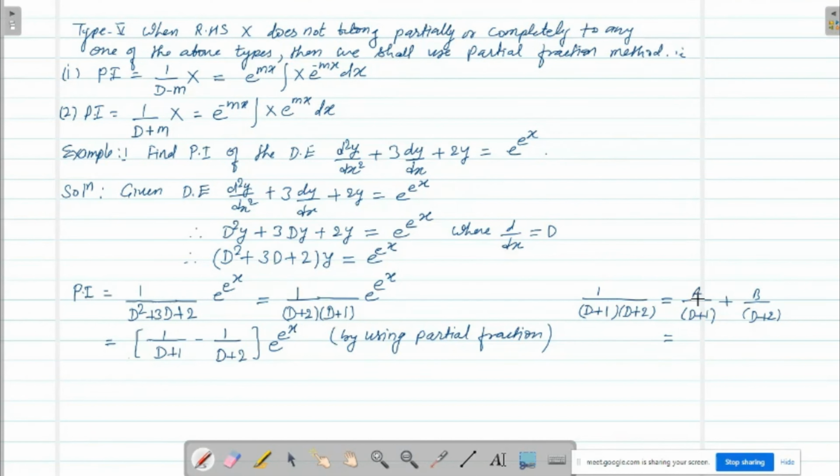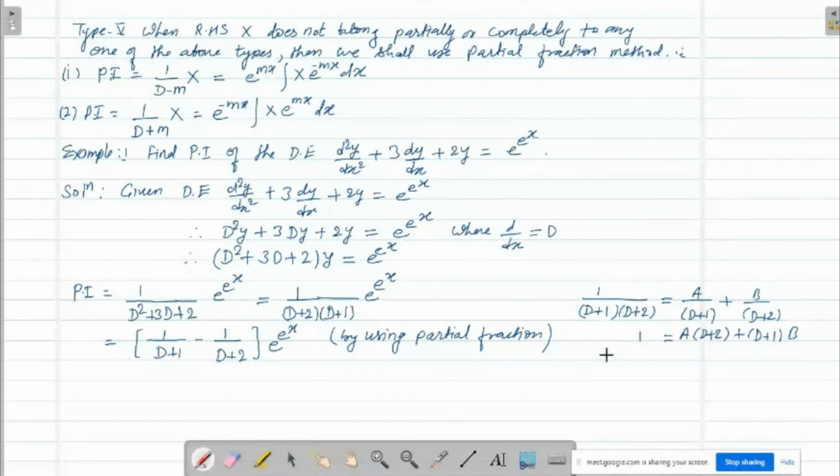Just cross multiply it. This is a(d plus 2) plus b(d plus 1), divided by d plus 1 into d plus 2. So the denominator will cancel from this denominator, and you will have 1. Understood? So now if I put here d equal to minus 1, then b will be 0.